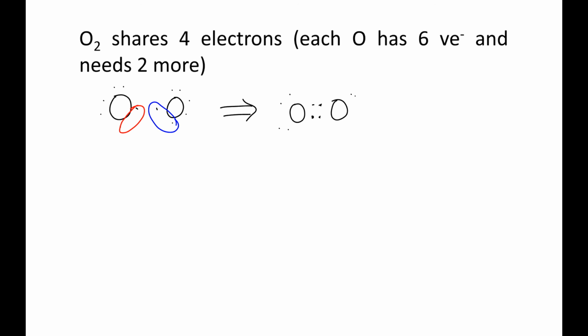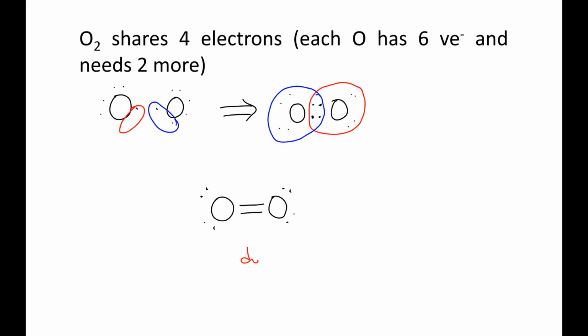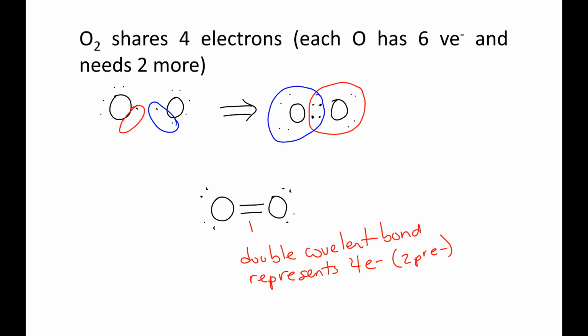Now, the VSEPR theory says all the rest of the electrons are going to go as far away as possible. So that's why we kind of draw them like doggy ears on here. So this oxygen has 8 and this oxygen has 8. So we're going to rewrite it with 2 dashes in there because there's 4 electrons, and then we have our unshared pairs on the outside. Okay, so the double bond, this is a double covalent bond, and it represents 4 electrons, or 2 pair of electrons. Okay?